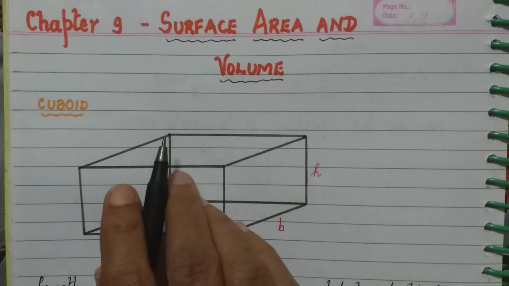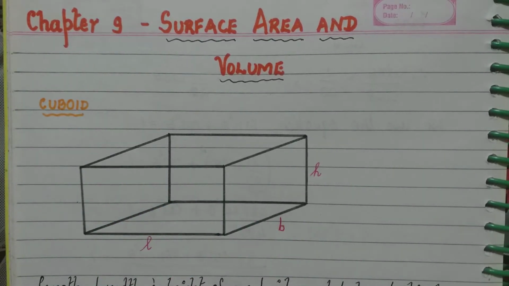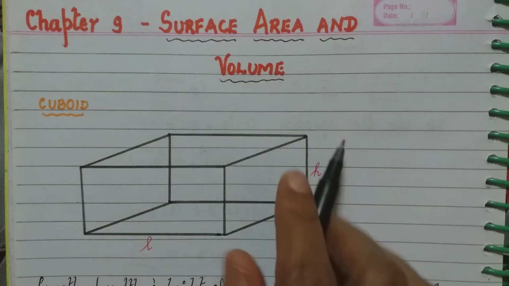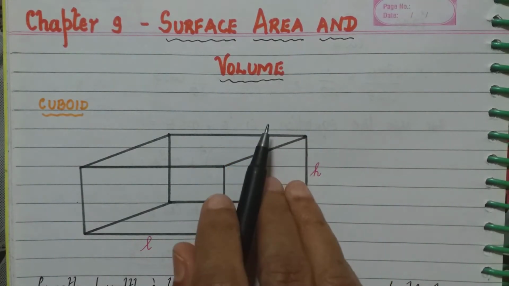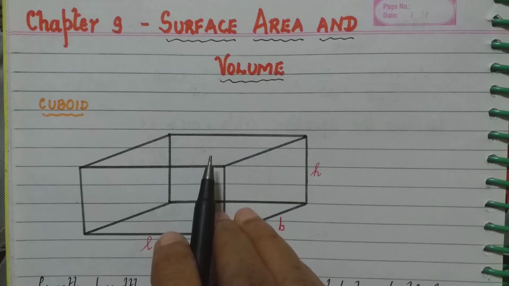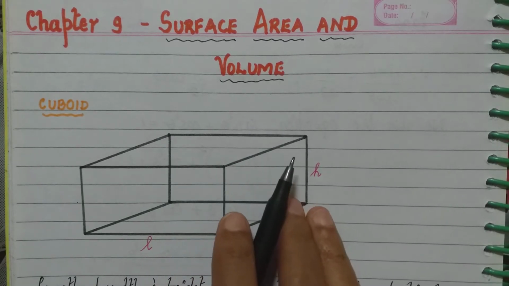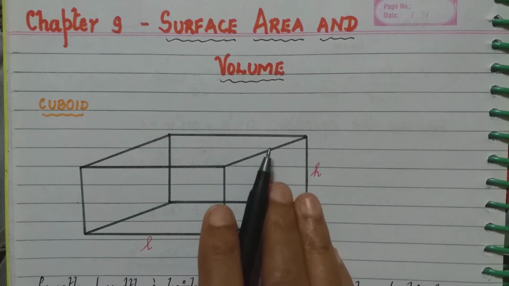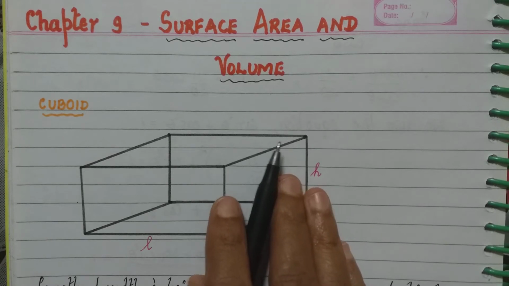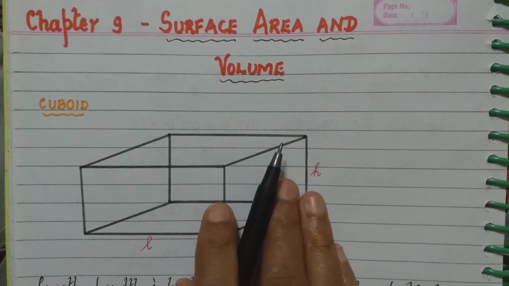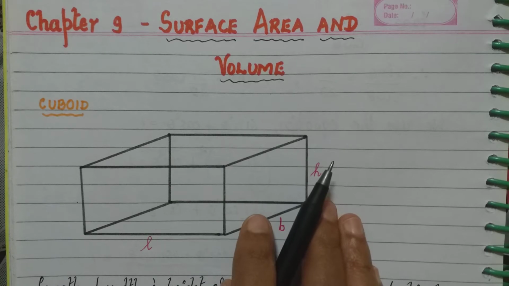We start with the last chapter in geometry, chapter 9, surface area and volume. Now, when we are talking about surface area and volume, here we have three different items we'll be considering, that is the cuboid, the cube and the cylinder.